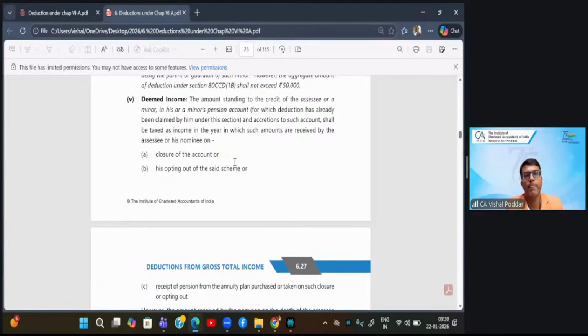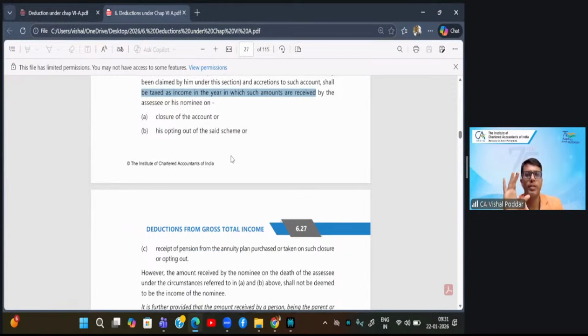Now, most important. Today, when you are contributing to this scheme, I am giving you deduction as we discussed above. Tomorrow, when you will start getting pension from this scheme, what will happen? In future, when you start getting pension from this scheme, what does the law say? The amount added to the credit of the minor's pension account, for which deduction has already been claimed by him under this section, an accretion to such account shall be taxed in the year in which such amount is received by the assessee. So when you receive the amount from this pension scheme, firstly, the law says it is taxable.